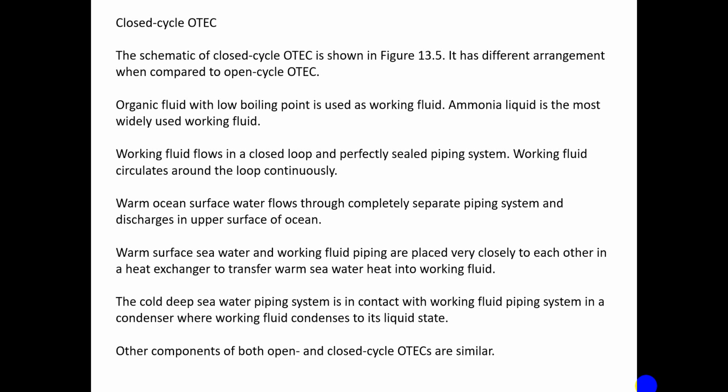Warm ocean seawater flows through a completely separate piping system and discharges into the upper surface of the ocean. This warm surface seawater and the working fluid are placed very close to each other in a heat exchanger to transfer the warm seawater heat into the working fluid. The cold deep seawater piping system is in contact with the working fluid piping system in a condenser, where the working fluid condenses to its liquid state.